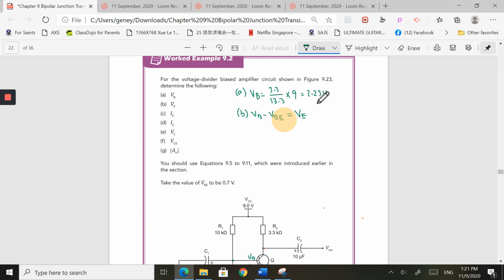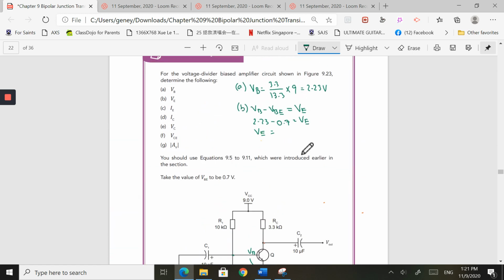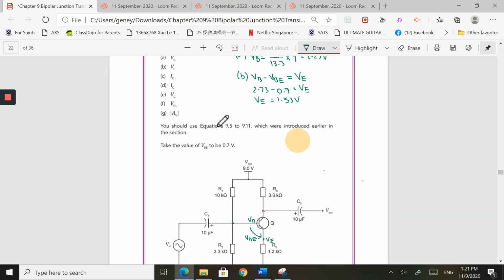So VB I found to be 2.23 minus my VBE given here as 0.7 volts, I will have my VE. Therefore VE, I'm going to cheat again. If I take 2.23 minus 0.7, I'm going to have 1.53 volts.